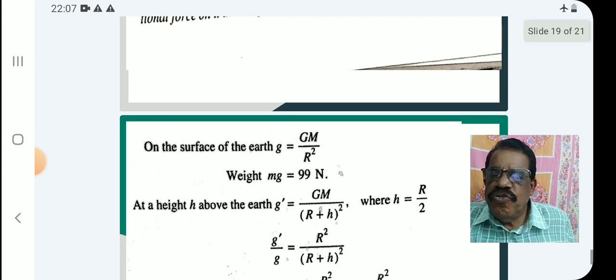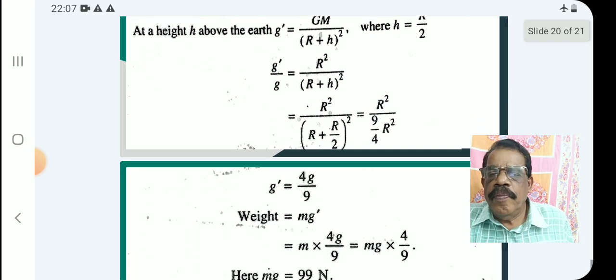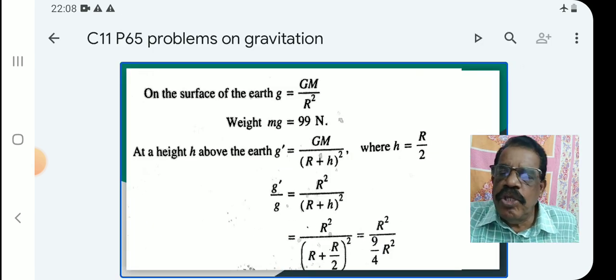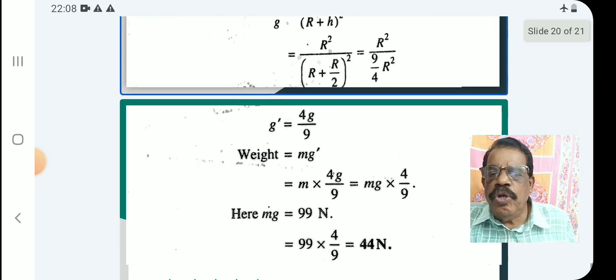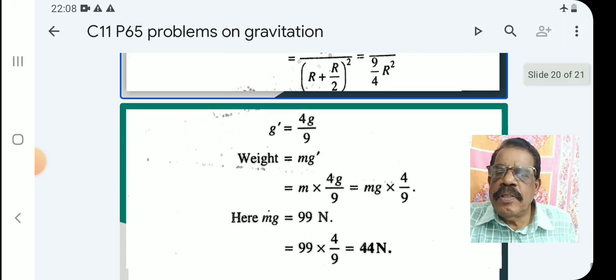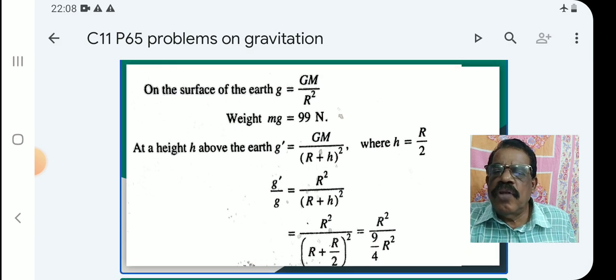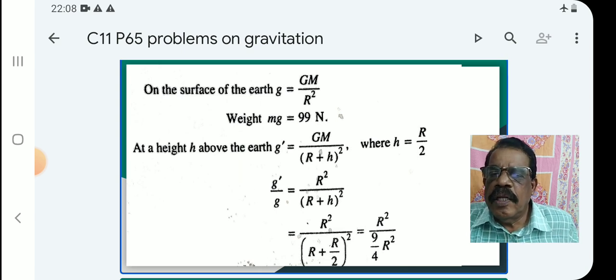Both are the same. When we write steps, the answer will be different. There it is given 63 Newton, and weight at a height is 28 Newton. Here it is given 99 Newton. The weight at a height h equal to R by 2 is 44 Newton. That is the only difference. Steps should be in this manner, and this slide is missing in the previous problem. So here look at this page and correct accordingly. Then you get the answer.